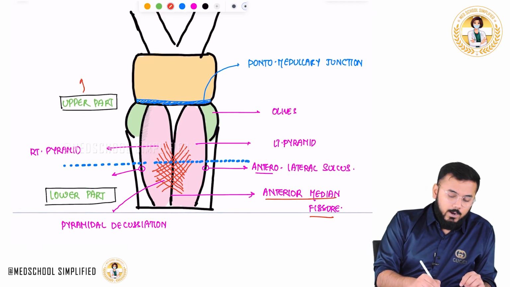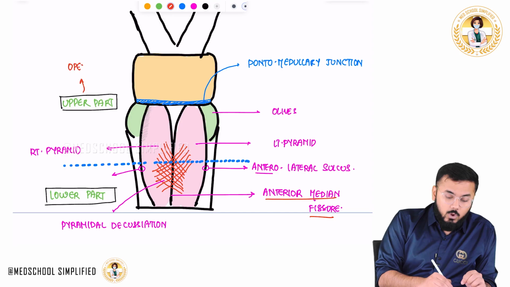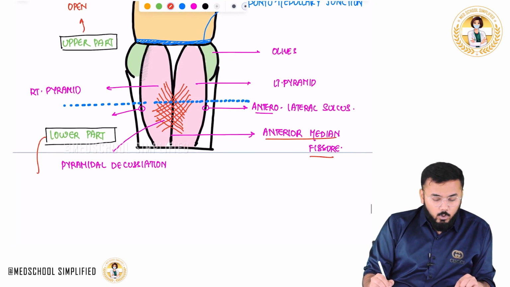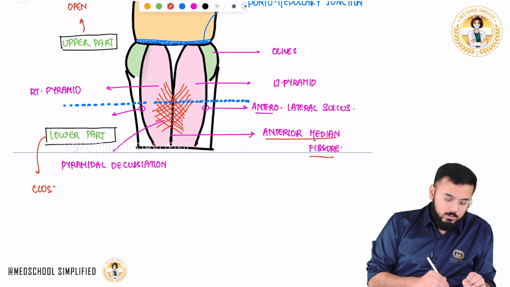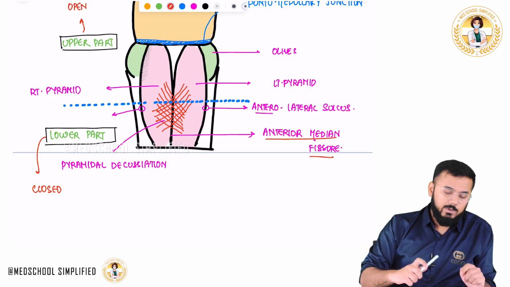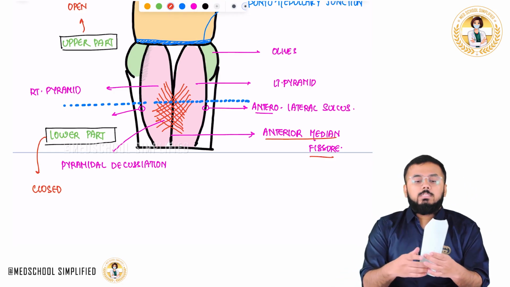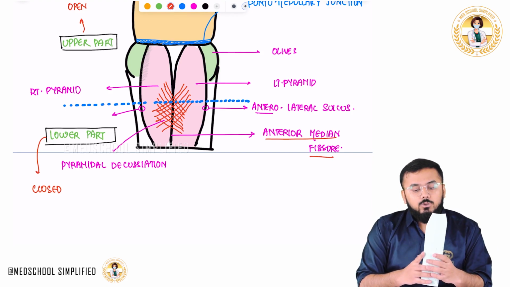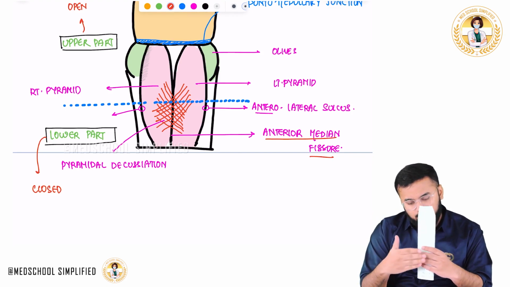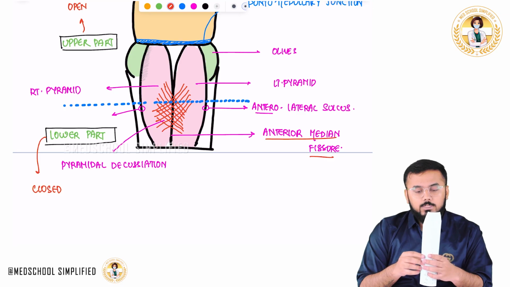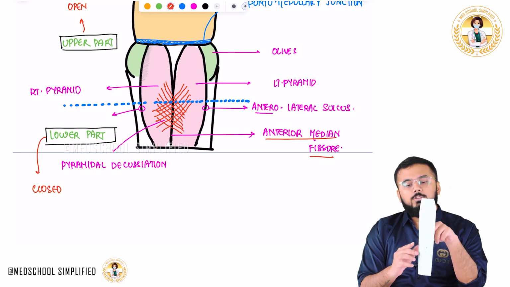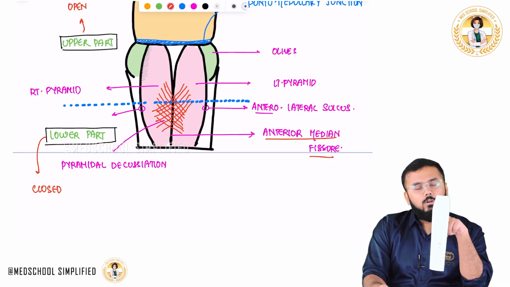Now this upper part of the medulla oblongata is also called as the open part of medulla oblongata. Lower part of the medulla oblongata is also called as the closed part of medulla oblongata. What do I mean by that? See, this is your medulla oblongata. This surface which you can see from the top till the bottom is called as your ventral surface of your medulla oblongata. Ventral or the anterior surface of your medulla oblongata, right?